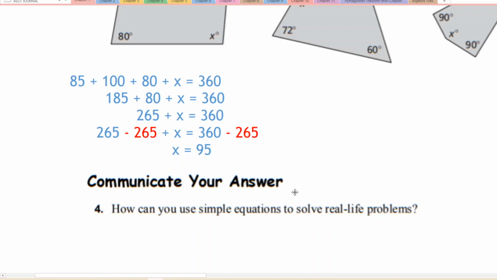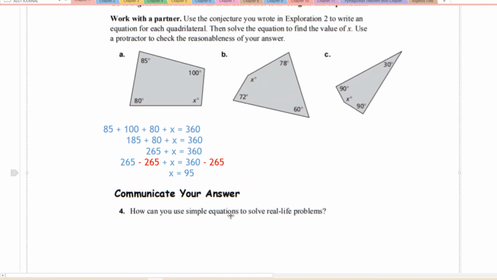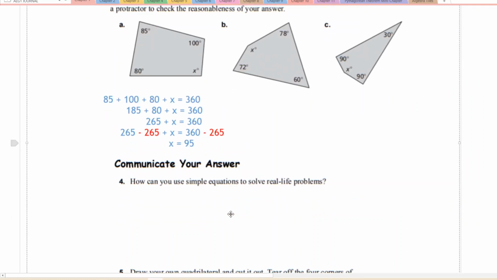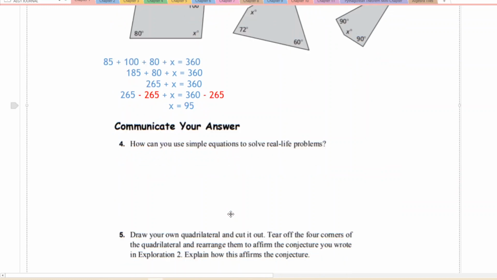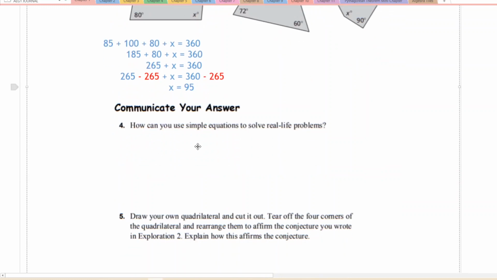Because as soon as we get to something much more complicated, the easy methods aren't going to work anymore. So we're trying to teach you the methods that will help you solve things even when they are more difficult. So how can you use simple equations to solve real-life problems? This is kind of a loaded question. They always ask me to tell you how to solve real-life problems. And to tell you the truth, this is just kind of the basics about how to solve real-life problems.